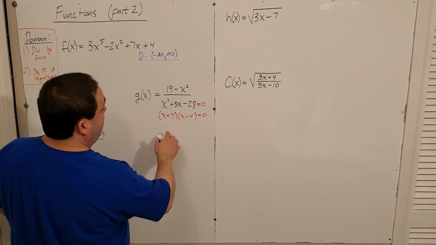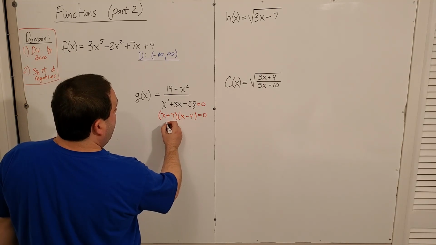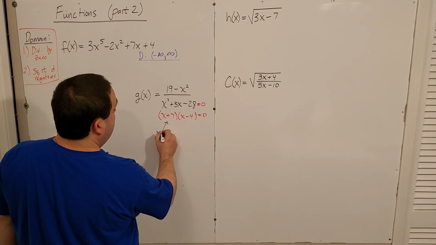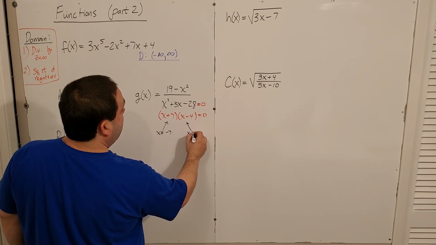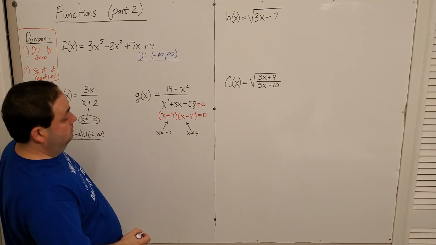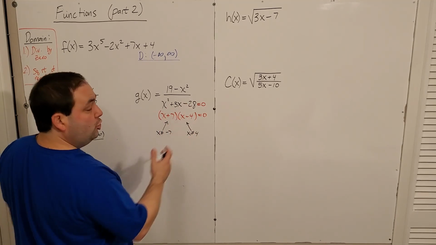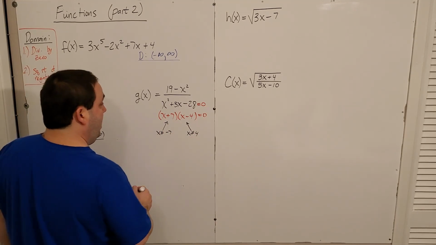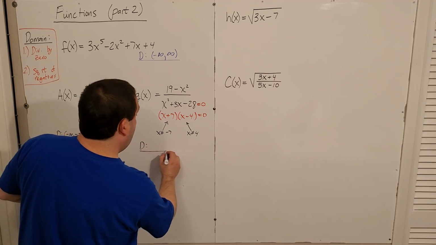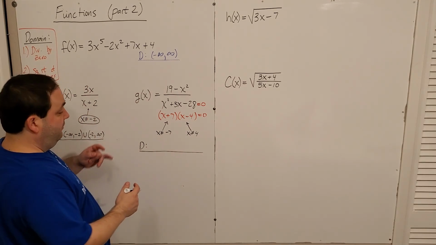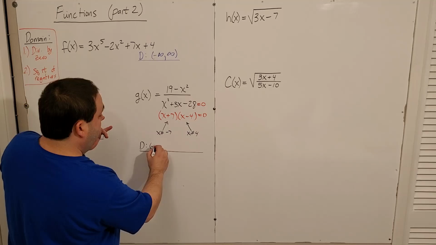Well, this is telling me right here that x can't be negative 7. And this piece is telling me that x can't be 4. So I actually need to make 2 cuts out of the domain of G here. So I'll just start by counting from the left. I'm going to start at negative infinity.